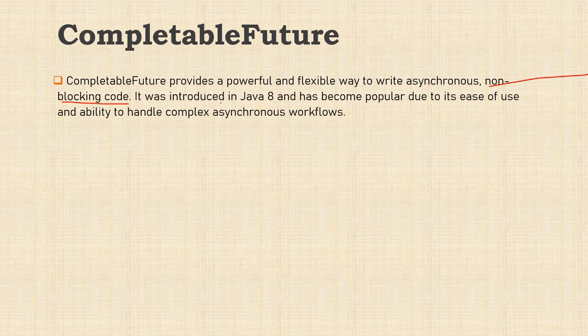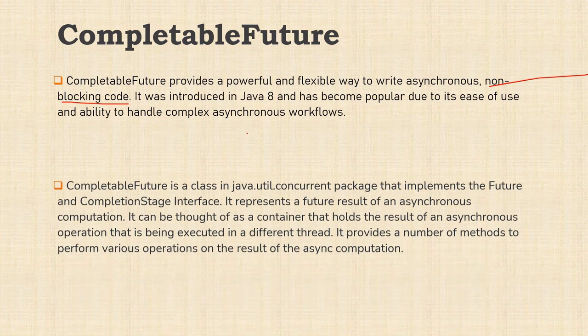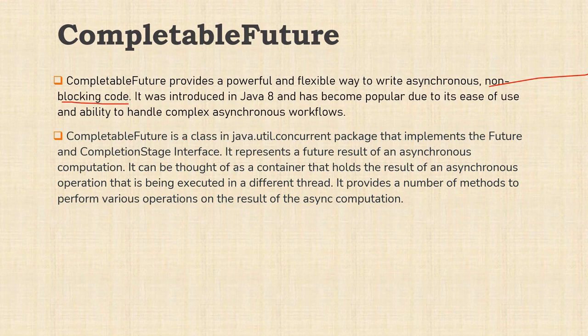It was introduced in Java 8 and has become popular due to its ease of use and ability to handle complex asynchronous workflows. Nowadays it is very popular. Most people are using CompletableFuture. It is the most important topic for interviews. They will ask what is the difference between CompletableFuture and Future. CompletableFuture is a class in the Java concurrent package that implements the Future and CompletionStage interfaces. If you see the code of CompletableFuture, you'll see that it implements the Future interface and the CompletionStage interface.